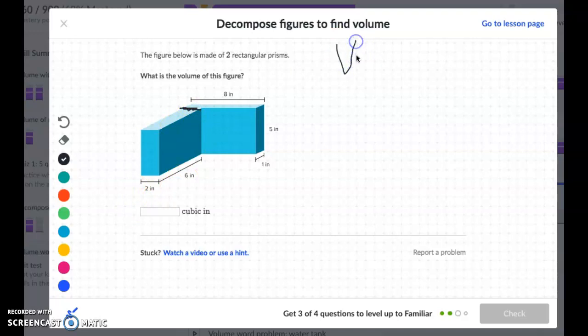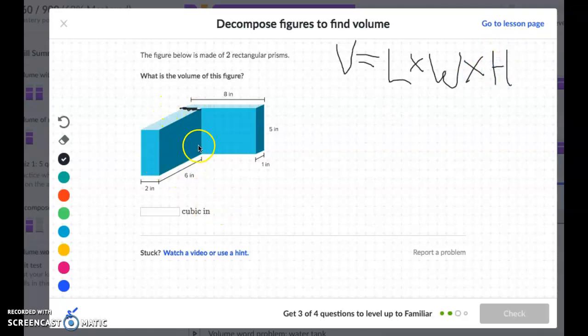Don't let yourself get overwhelmed. Just focus on the one shape each time and try to ignore the second shape. We'll get to each of them as we go. So volume equals length times width times height. You know that's where I'm going. That's the first step every time.